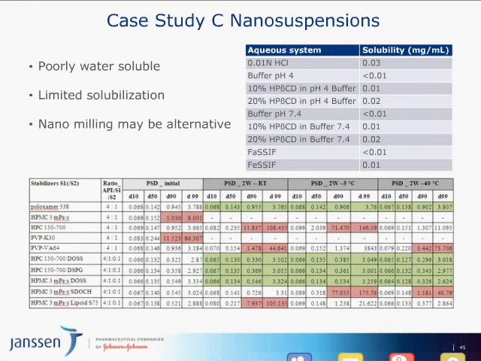And then as last, a case study about nanosuspensions. Again, an example with a very low solubility. We screened here 10 formulations with different stabilizer solutions. And we saw at the end that only 4 of these formulations were hits.